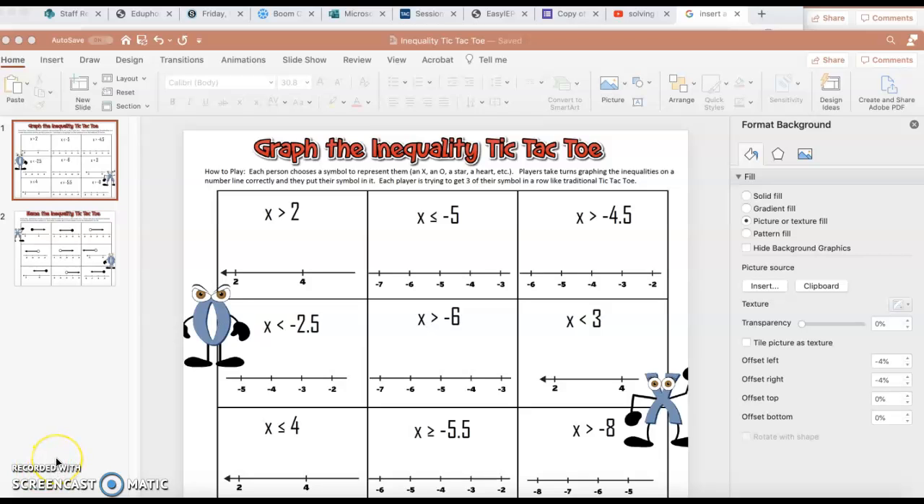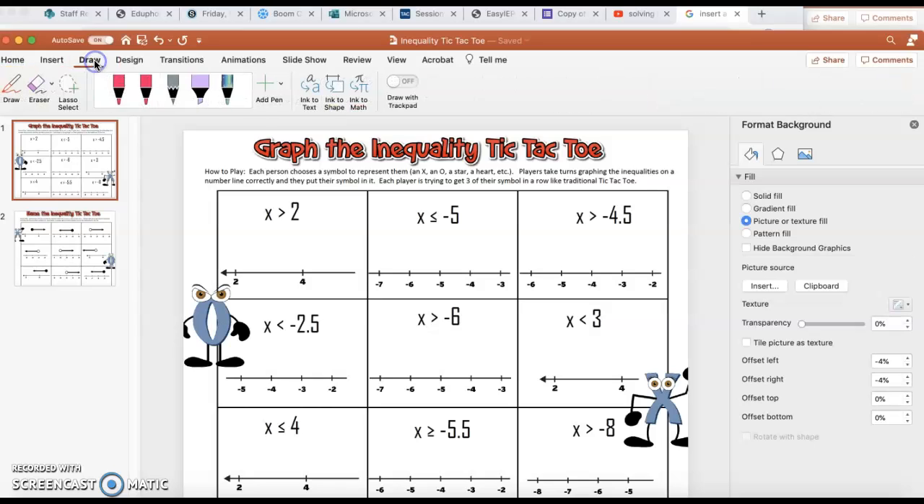All right, to complete this assignment, you will use the draw function in PowerPoint. So it's up here at the very top, and you'll pick a pen, a highlighter. It doesn't matter what you pick. You probably will want to choose a color other than black so that it can be seen.